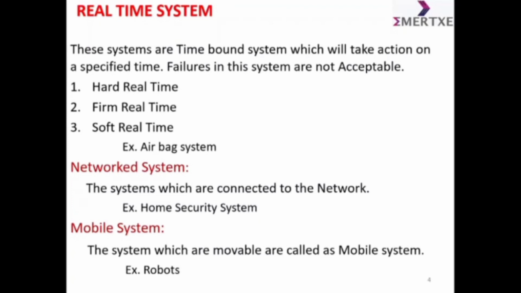Network system: it is related to the network interface, so it can be either in a local area network or a wide area network. For example, home security system. Mobile system: systems which are movable are called mobile systems. For example, cell phone, etc.